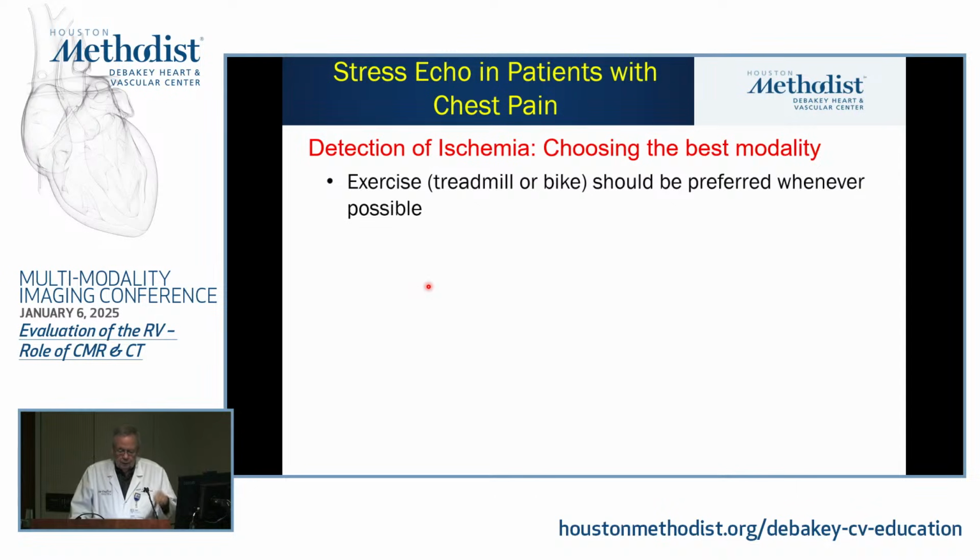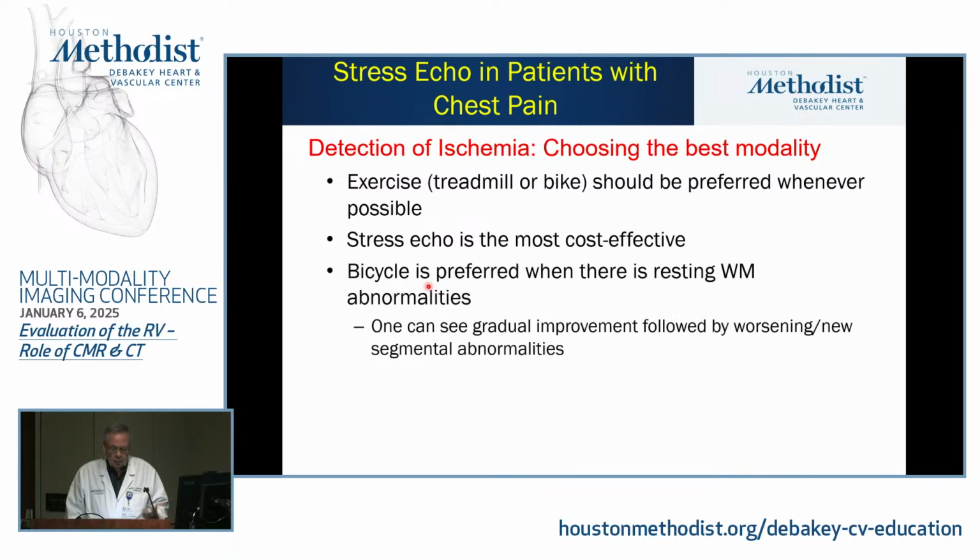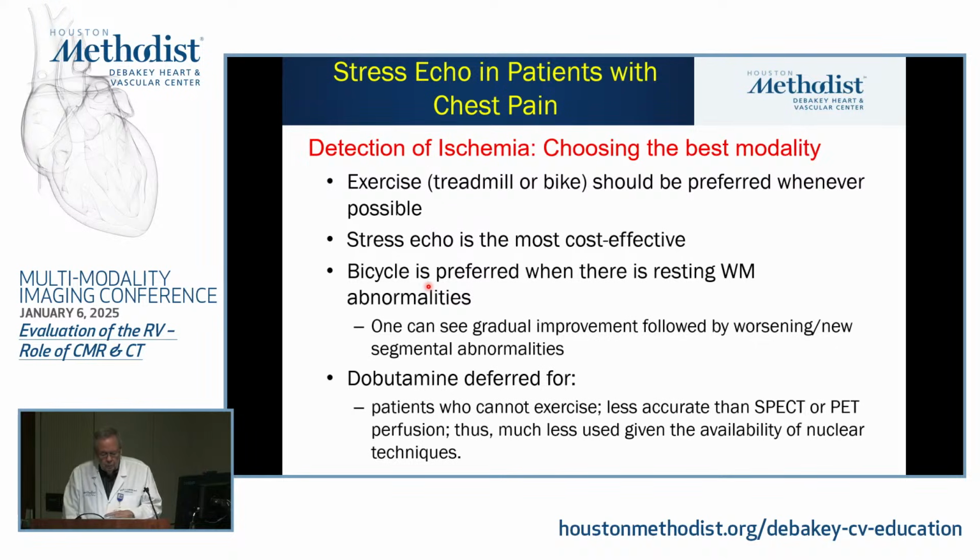So how do we choose the best modality? Well, again, I think you're getting the message. Somebody comes in with chest pain, they're relatively healthy, and they can exercise. Stress echo is the most cost-effective and pretty comparable in accuracy to all the others that are a lot more expensive. Bicycle can be a preferred technique, particularly in elderly people who are more scared of a treadmill, and sometimes in people with regional wall motion abnormalities at rest, because you can see what happens during early stages and then peak stress. And dobutamine would be deferred for people who cannot exercise, but I already gave you my own personal bias about it.